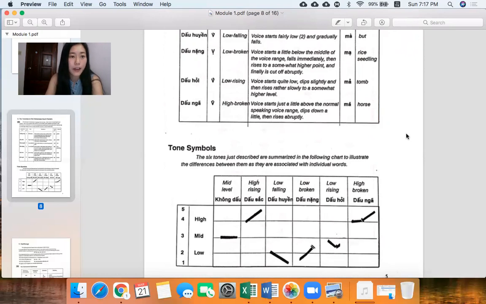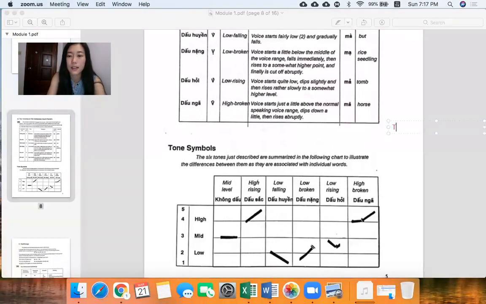If you don't find this explanation clear enough, you can watch the videos about the tones from Tiếng Việt ơi. I watched their video and I find that their explanation about the tones is quite clear and easy to understand.